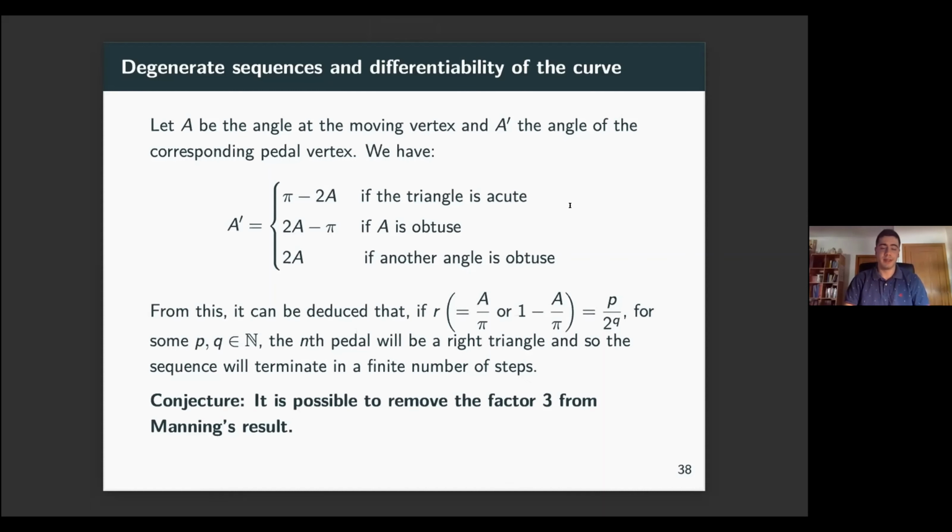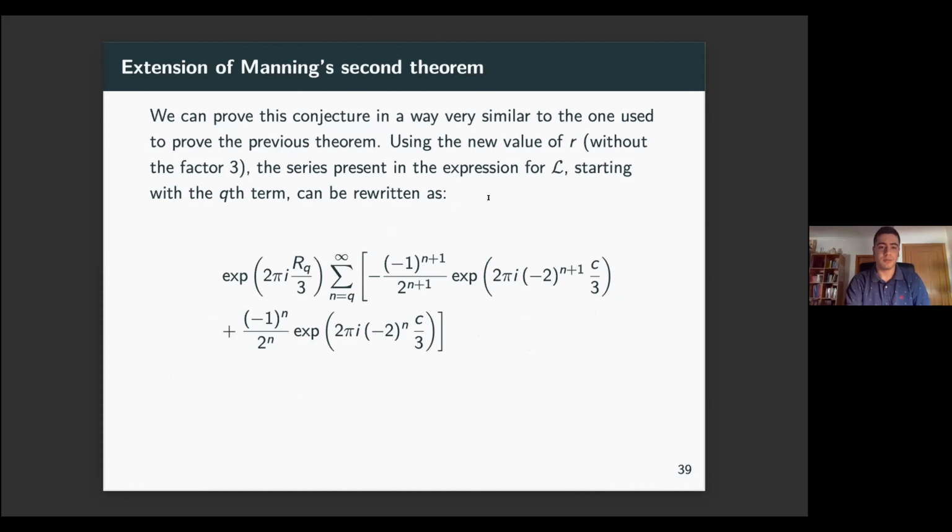And so this might hint that we should be able to prove that the curve is differentiable without that factor of 3 in the numerator. And it turns out that we can, in a manner very similar to the previous one. We just plug in the values. We just have to be careful because there will be this extra exponential that will factor out.